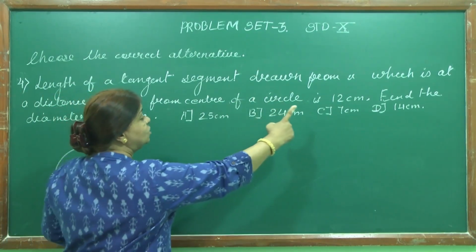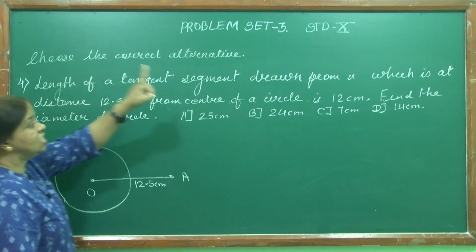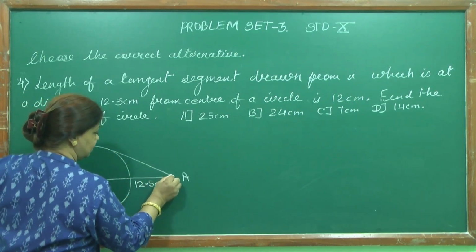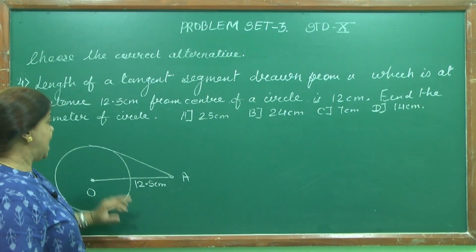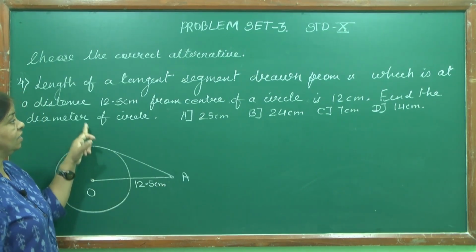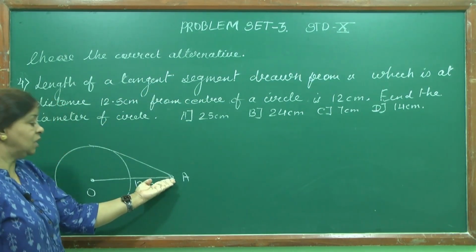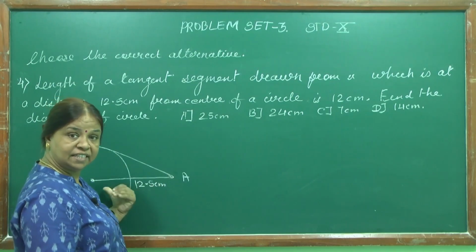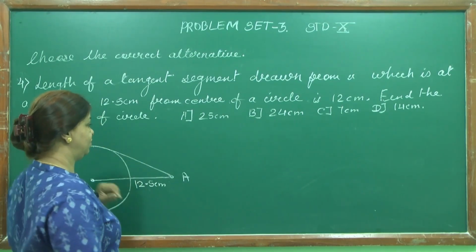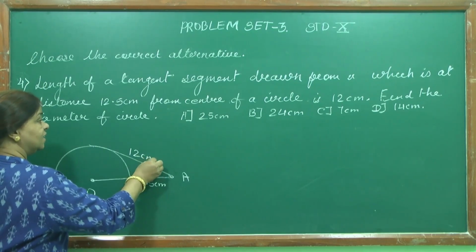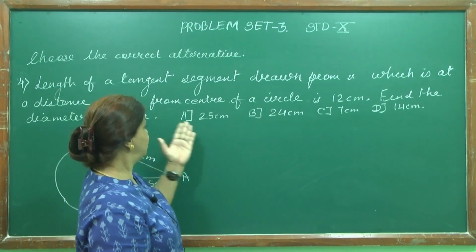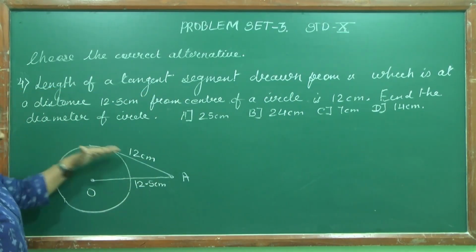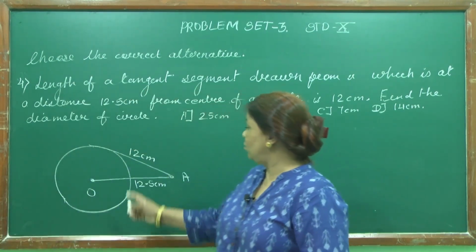The length is 12 of what? Of the tangent. Did you get it, students? The length of the tangent segment which is drawn from the point, and that point is at a distance of 12.5 centimeters from the center, is 12. So find the diameter of the circle. Options are mentioned here. So we have to find out the diameter. So first, by looking at this, we can find out the radius.